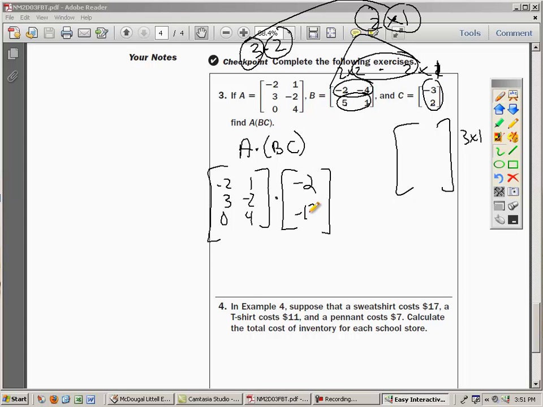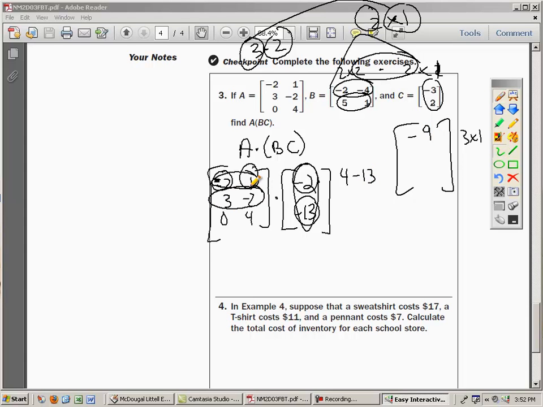Now we have to do row 1 by column 1, and so 2 times negative 2 and 1 times negative 13. Excuse me, this was negative 2. This is negative 2 times negative 2 becomes positive 4, and then 1 times negative 13 is negative 13. In any case, 4 minus 13 is negative 9.